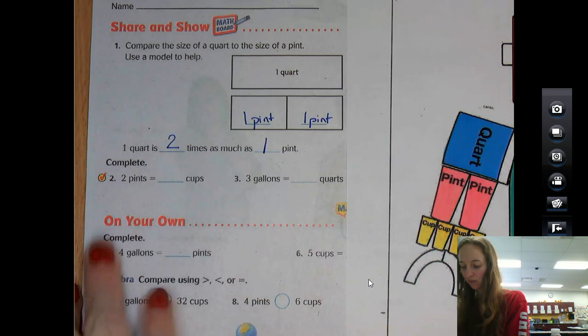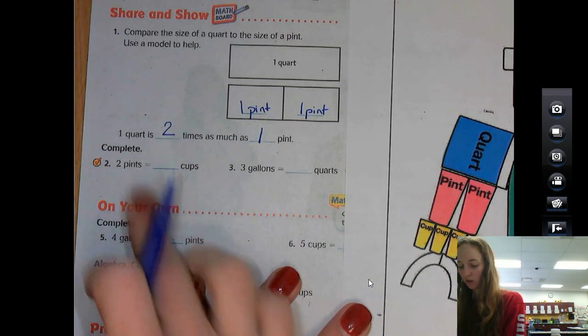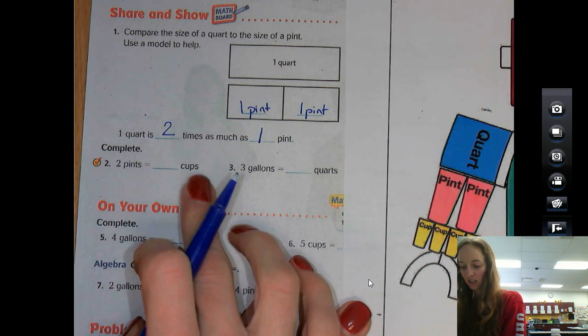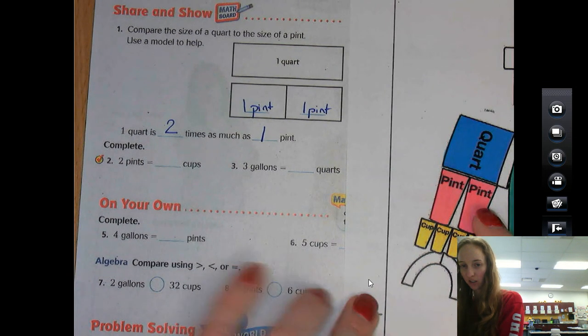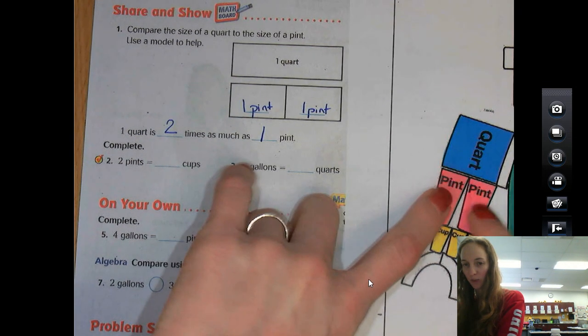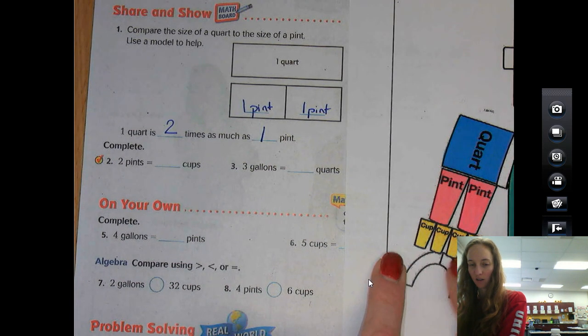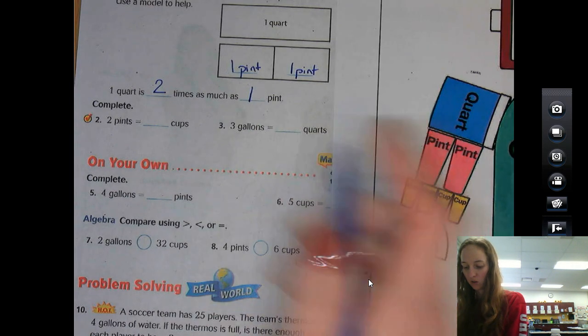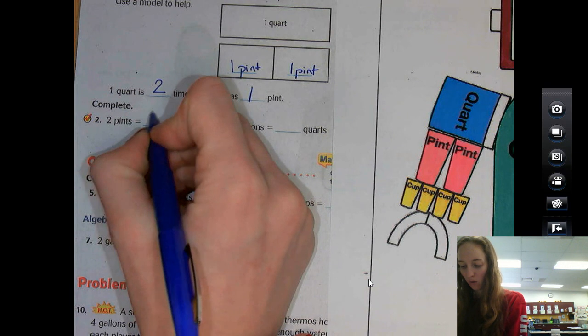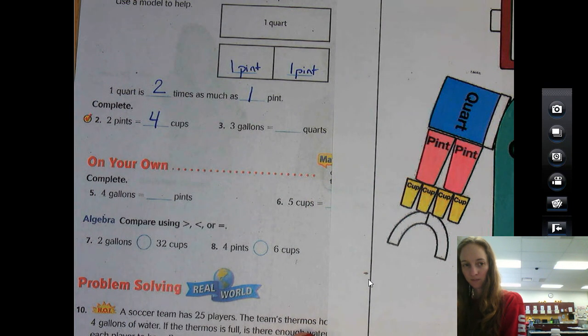Okay, now we're looking at Gallon Man for these share and shows. 2 pints equals blank cups. Okay, look at your Gallon Man, 2 pints. Here's my 2 pink pints. 2 pints is how many cups? How many cups do I have right here? Oops. Okay, 2 pints would be 4 cups, right?